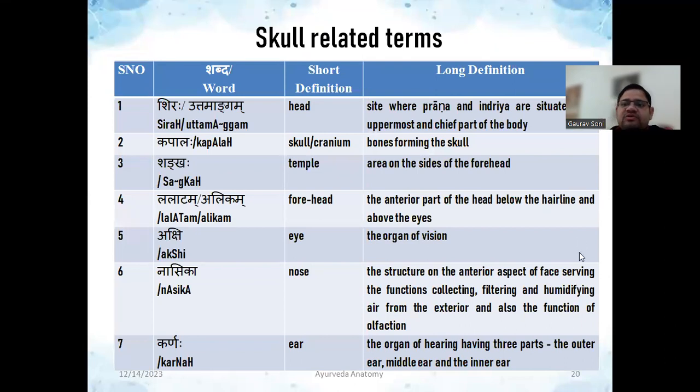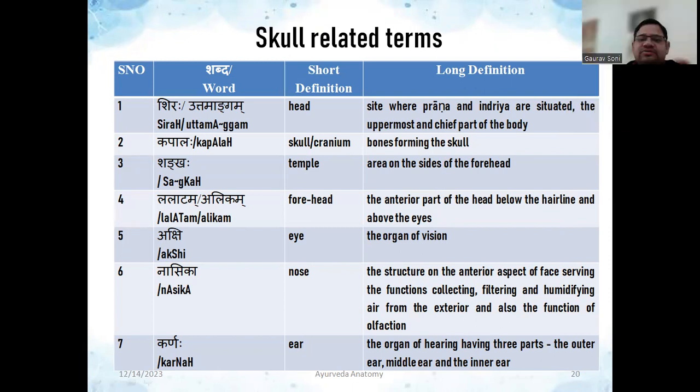So first of all, we are going to talk about some terms related with the skull, or simply the head and neck region. The first word is Sira, also called Uttam Anga. Short definition: this is the word for the head region, and this is the site where prana and indriya, the sense organs, are situated. It is the uppermost and chief part of the body, situated at the top and controlling all other parts. It is said to be the Uttam Anga.